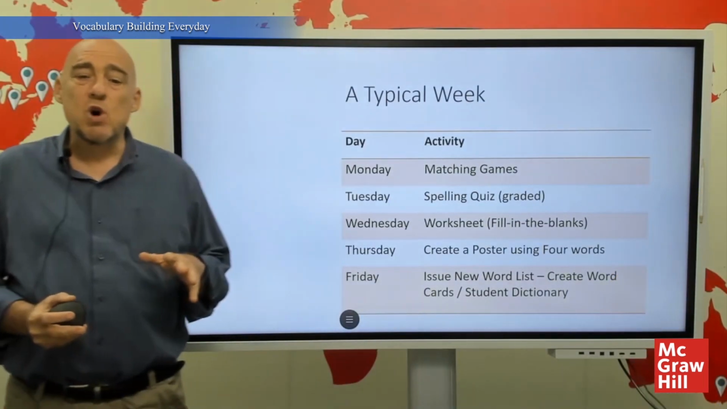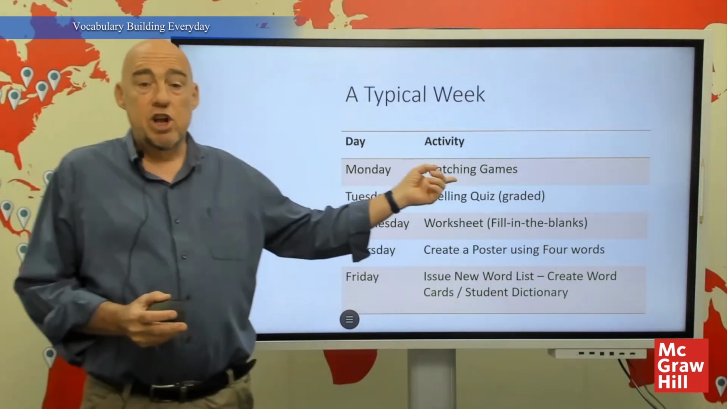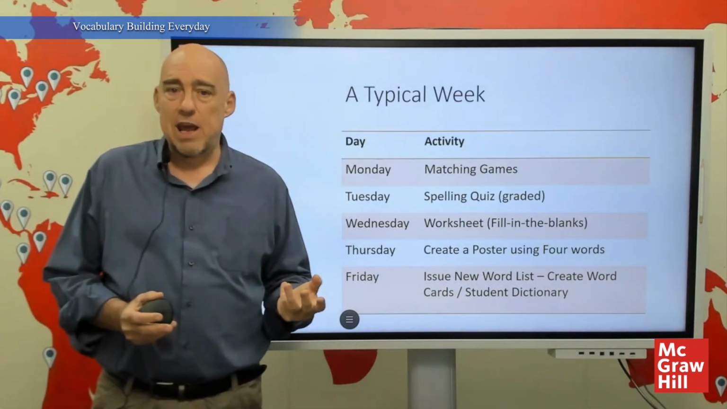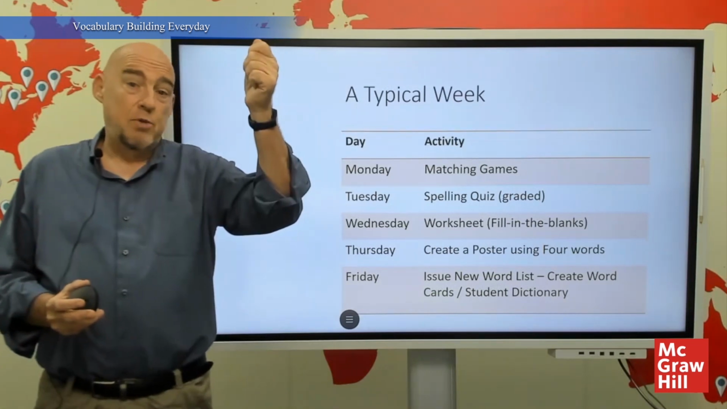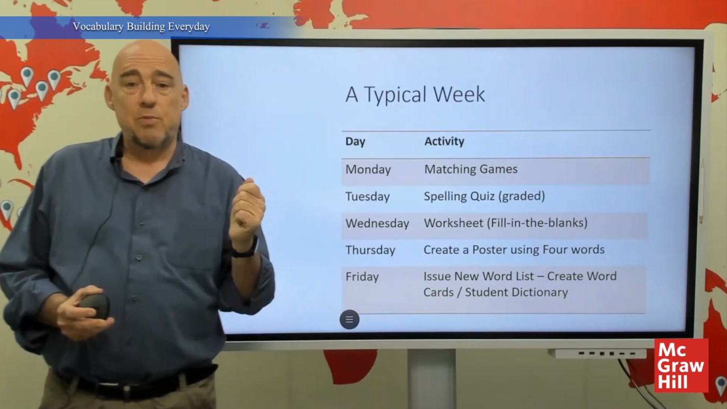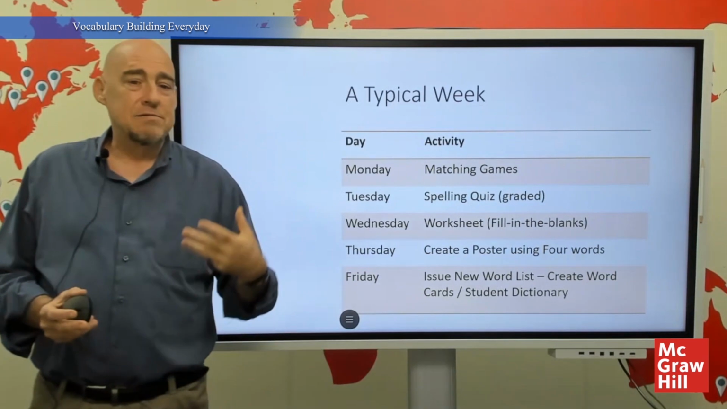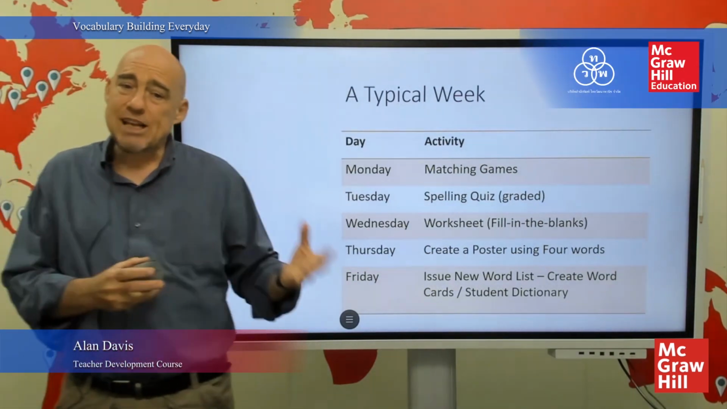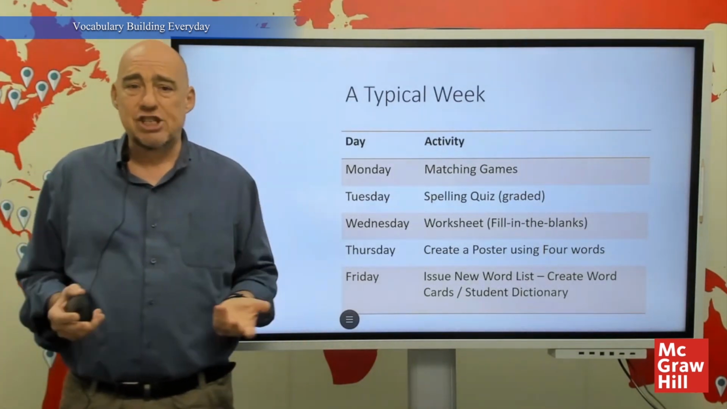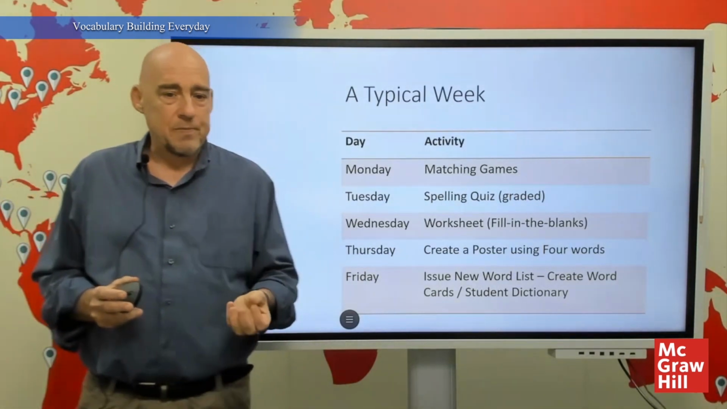So here's what my typical week might look like. So on Monday, I'm going to use those word cards, and we're going to play some matching games. So matching games can be showing a picture and finding the appropriate word, or putting the meaning of a word down and finding the appropriate word, or putting the word down and getting students to come up with some appropriate sentence, something like that. Or even matching different students with other students, right? So some kind of matching activity. They're just gaining familiarity with that word.